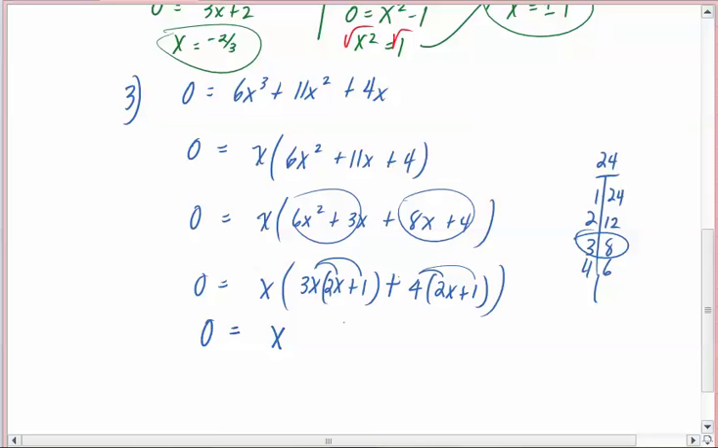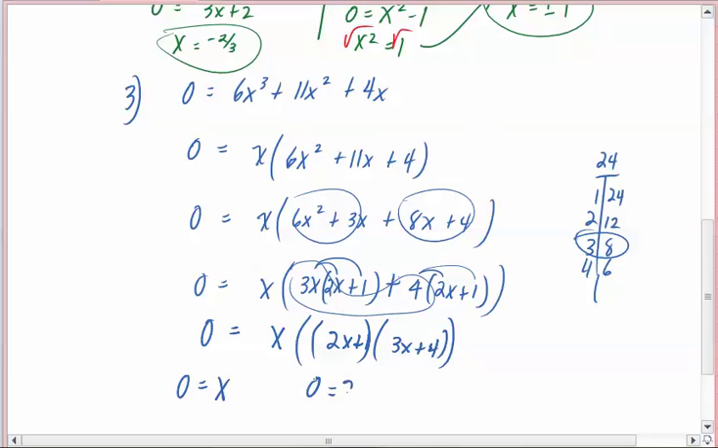All right, so my common factor 2x plus 1 is going to come out to the front. That leaves me with a 3x plus 4. All right, so here are my 3 factors: 2x plus 1, x, and 3x plus 4, each equal to 0.